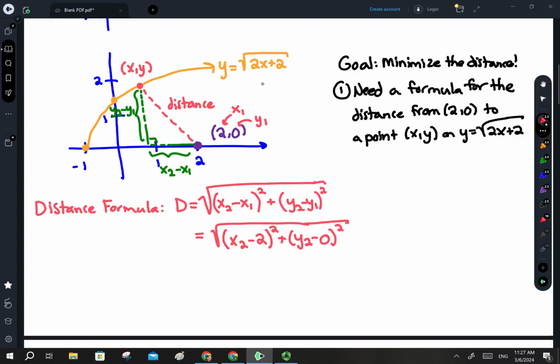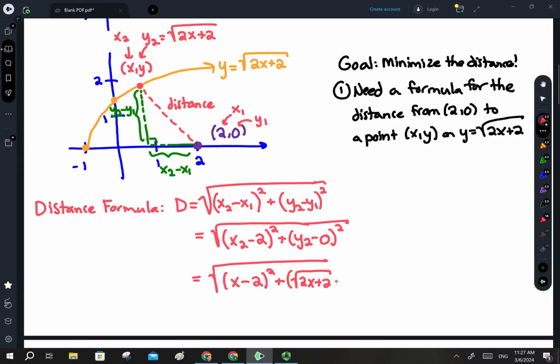Now we can go even further than that, because if our point x2, y2 is really on the curve y equals the square root of 2x plus 2, then if I pick a specific x value, the y value that goes with it has to be the square root of 2 times the x value plus 2, because that's what it means to be on the curve. It means that if your x coordinate is x, then your y coordinate is the square root of 2x plus 2. So we can replace the y2 in our formula with the square root of 2x plus 2. And now we have a function for the distance that only depends on x.